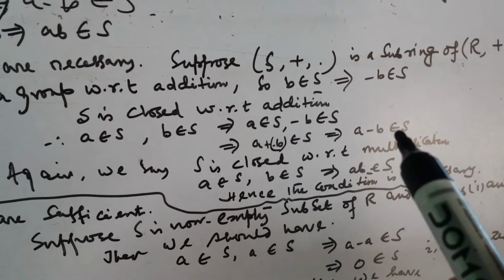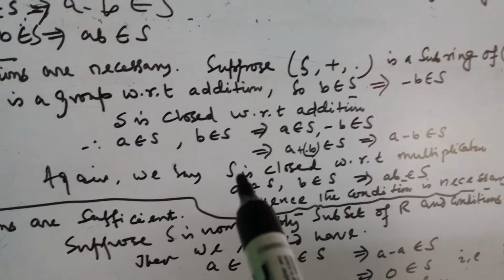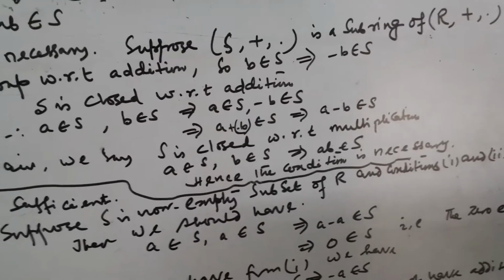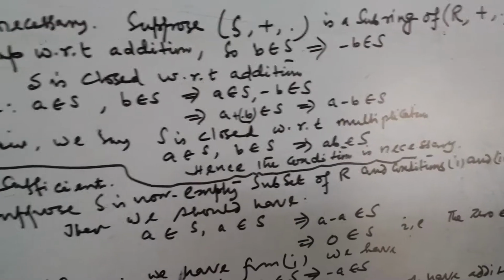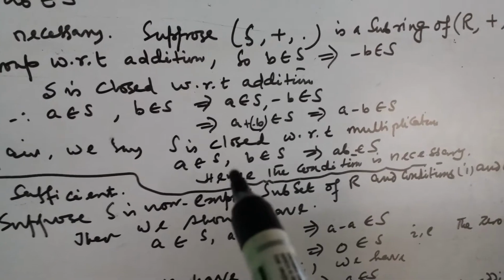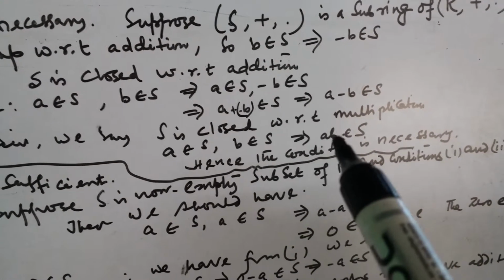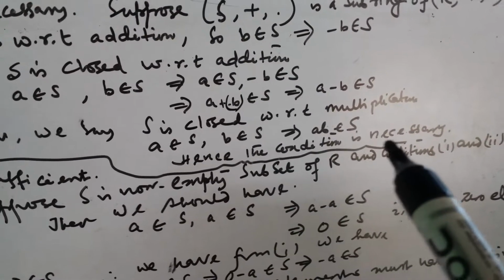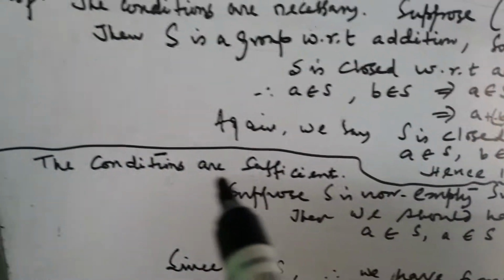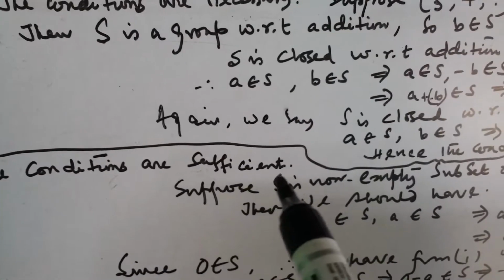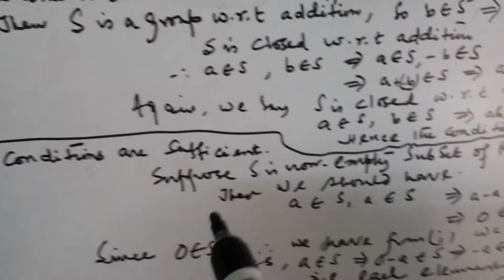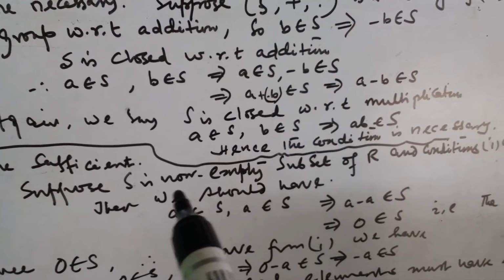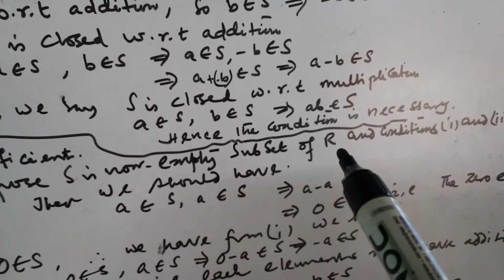belongs to S. Again, S is closed with respect to multiplication, as we assume that S is a subring. So A belongs to S, B belongs to S, that means AB belongs to S. Hence the condition is necessary. Now the conditions are sufficient. We have to prove that the condition is sufficient. Here we suppose that S is a non-empty subset of R.